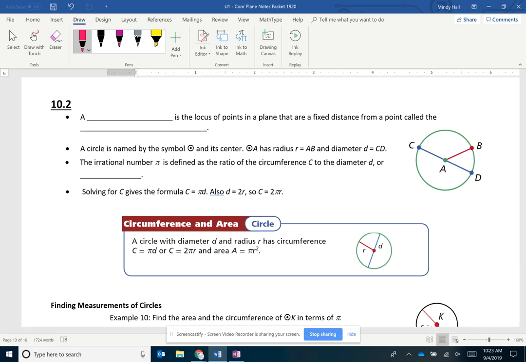So first and foremost, we have a circle. And a circle is the locus of points in a plane that are a fixed distance from a point called the center of the circle.